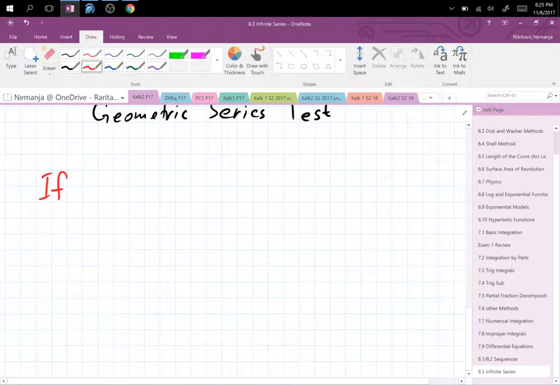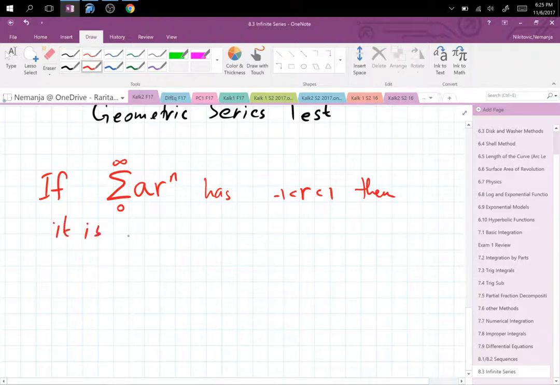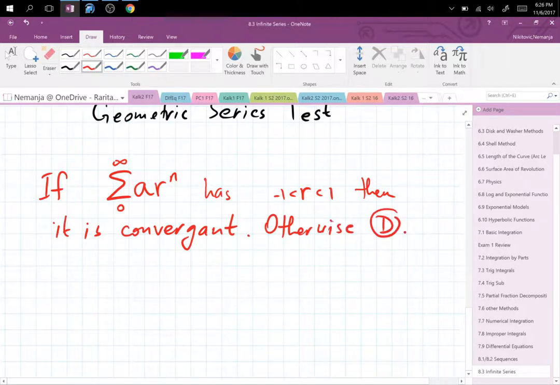So we start: if the summation that goes from 0 to infinity of a r to the n has r in between -1 and 1, then it is convergent. Otherwise, it diverges. That's it.